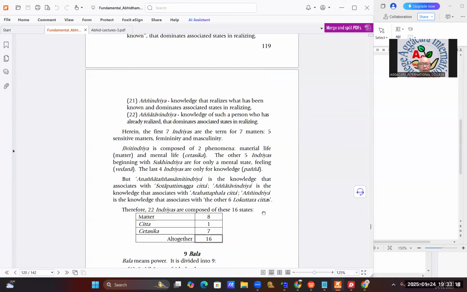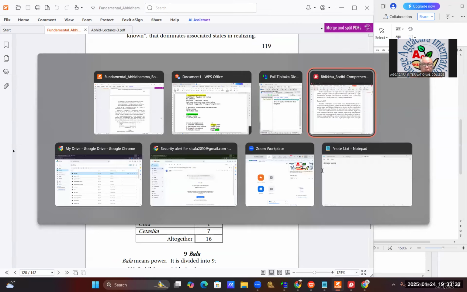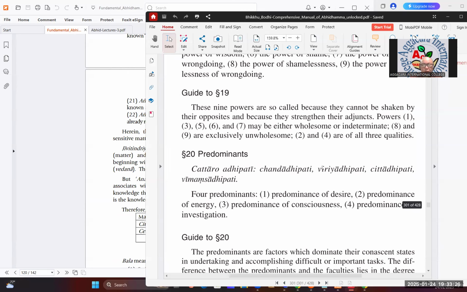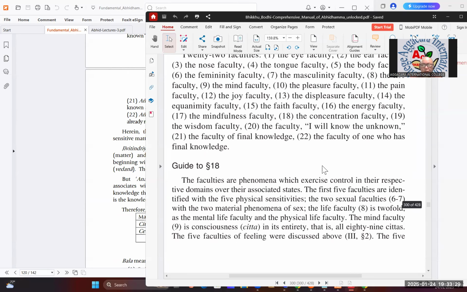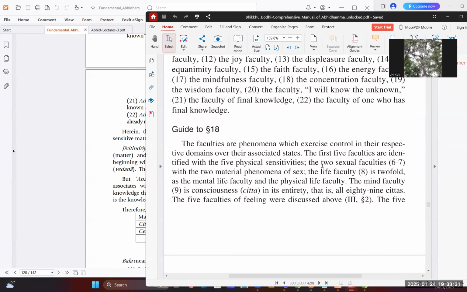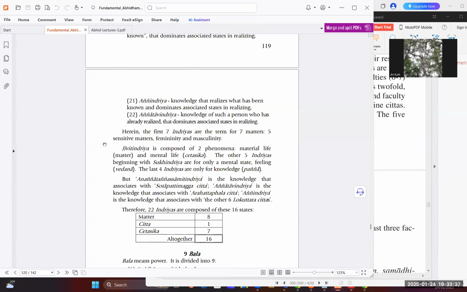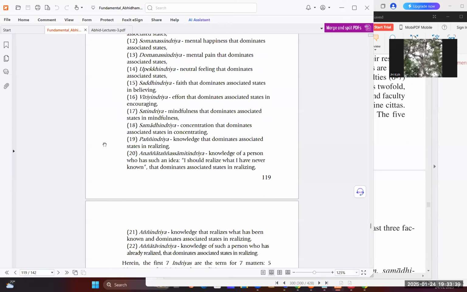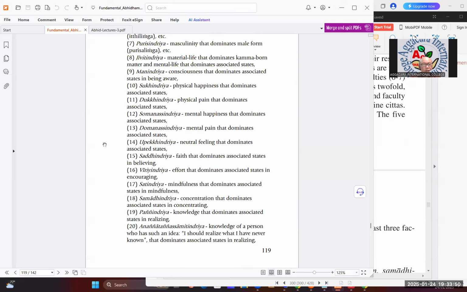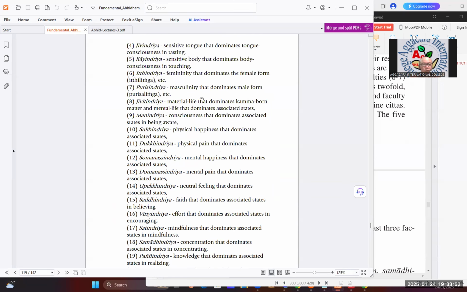Altogether 16. Okay, so we are going to look for another book. This book doesn't mention much. I think just now the 5 faculties are 5 Cetasika plus Vedana, so it's 6. Then you have to add another one, the Jivitindriya. Now Mana is the chitta. Mana is chitta, but we mentioned it here. You have another one, yes, this one.